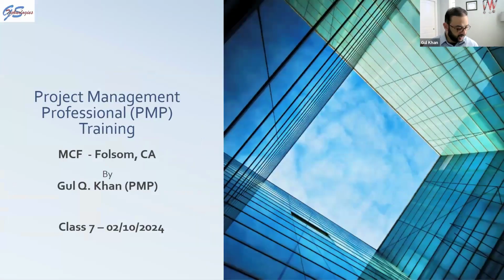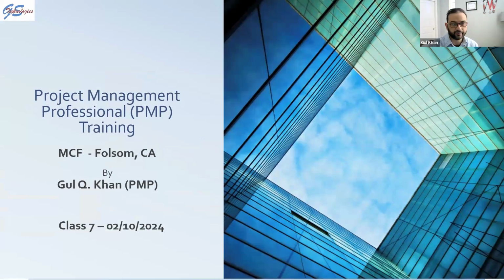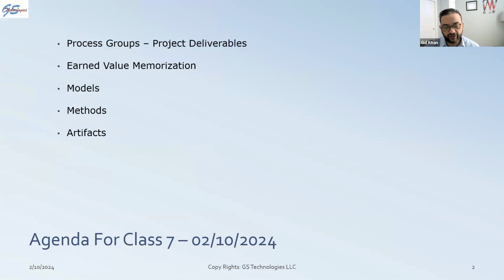All right, as I mentioned, today it's class number 7, the 7th class. We have already covered 6 of them. The agenda for today's class is process groups and project deliverables that we have already reviewed, but I want to emphasize them more. That's why I want you to have a look at them today as well. And then if you have any questions, we can do that. Otherwise, we can just skip through to the next session.